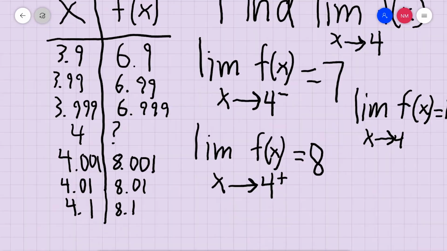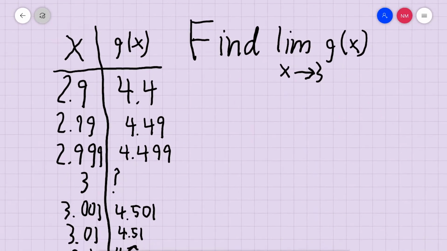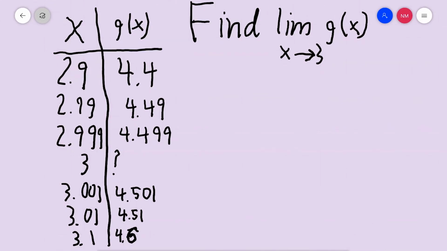Okay, now let's look at a different example. This time we'll use g of x. So I have this other table for g of x, and we want to find the limit of g of x as x approaches 3. So again, let's look at the left-hand limit first.